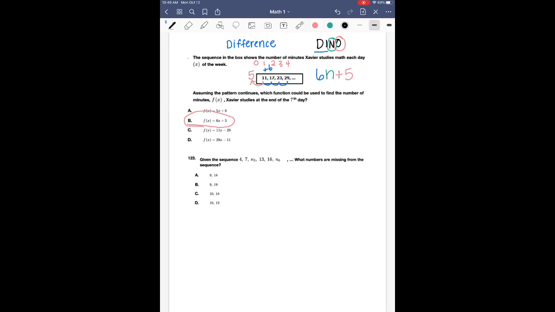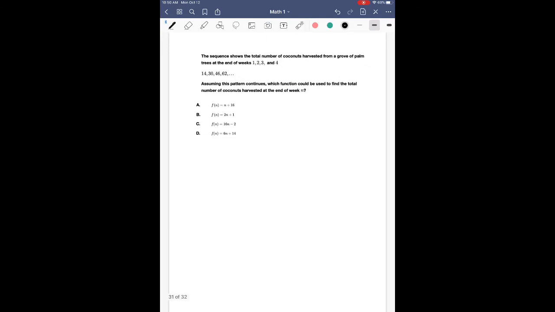All right, so given this sequence, what are the numbers that are missing? We're missing the third term and the sixth term. But I should be able to determine that we are adding 3 each time. So between these two, we're adding 3. If I add 3 to 7, that's going to give me 10. And if I add 3 to 16, that's going to give me 19. So the answer is D.